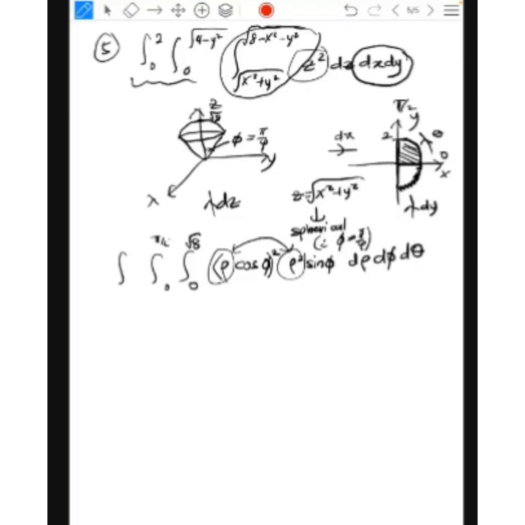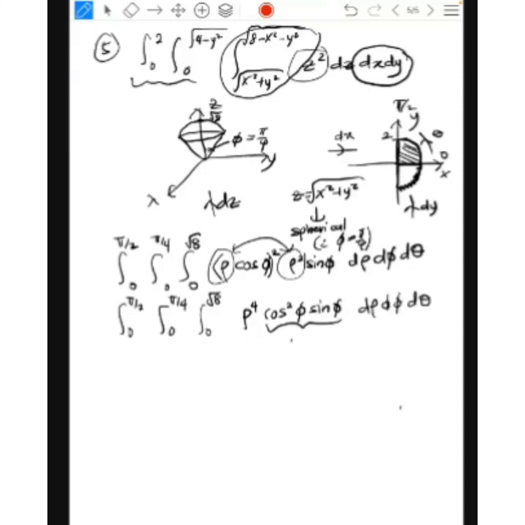Okay, and then the theta is from 0 until pi over 2 only. Okay, so simplify. So rho ni dah ada kuasa 2 tambah lagi kuasa 2, so dengan kuasa 4. And then we have cos squared phi, sin phi, d rho, d phi, d theta. So this one use substitution. Okay, the rest you may try to solve, find the answer.